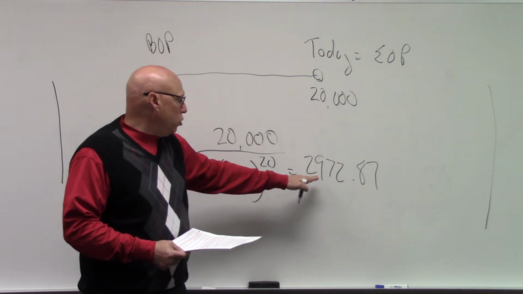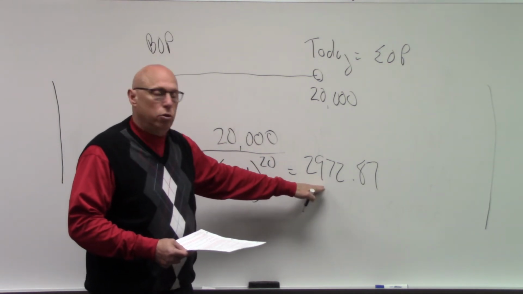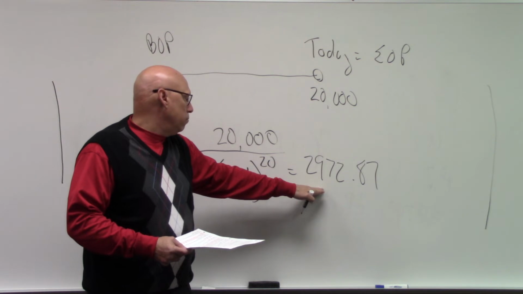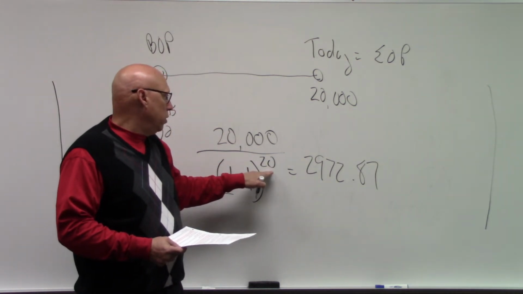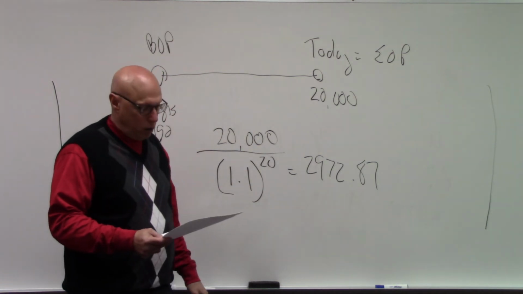To check this, you could multiply 2972.87 by 1.1 raised to the 20th to get a future value. It would be $20,000. Okay?